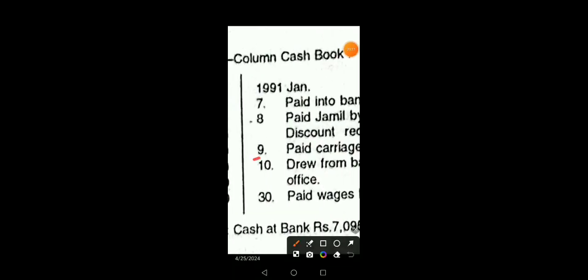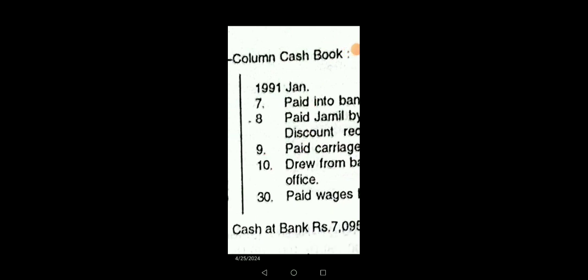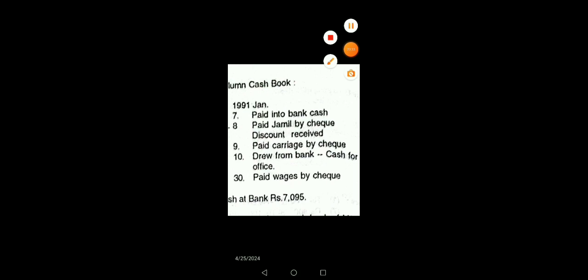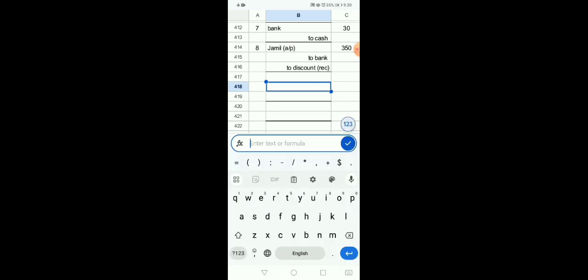Now let's see what is next for us. It is entry number 9. What is entry number 9 saying to us? Paid carriage by check. When you pay carriage by check, obviously you are issuing a check to the person to whom you were required to pay carriage. He will go to your bank account and present that check. The amount present in your bank account would be withdrawn, with which your bank balance would be decreased. Bank balance is your asset, and a decrease in asset should be mentioned on the credit side, so you will mention the name of the bank account on the credit side.